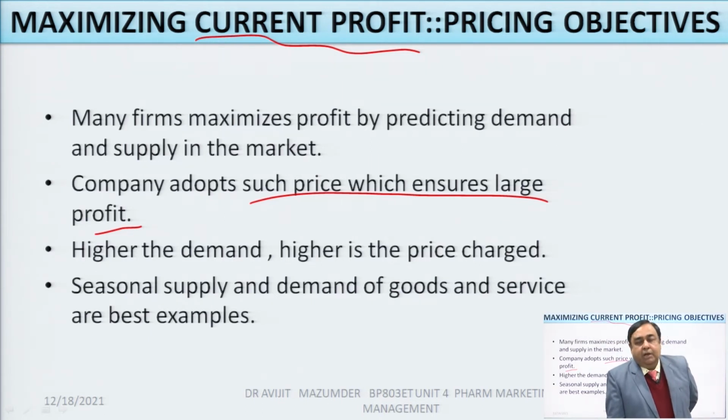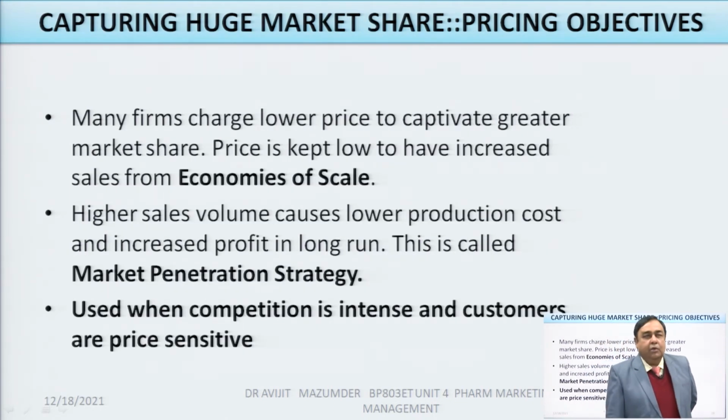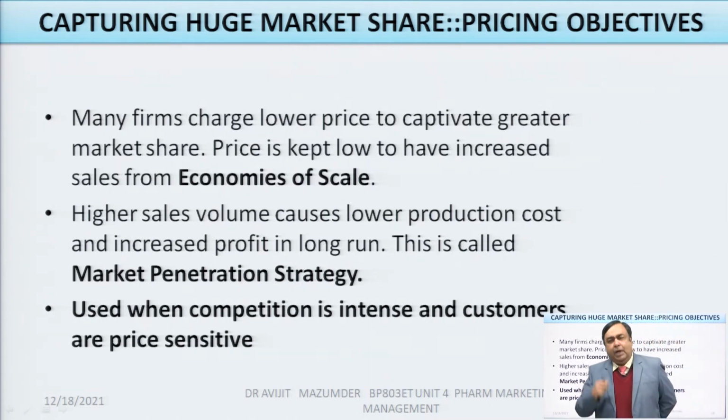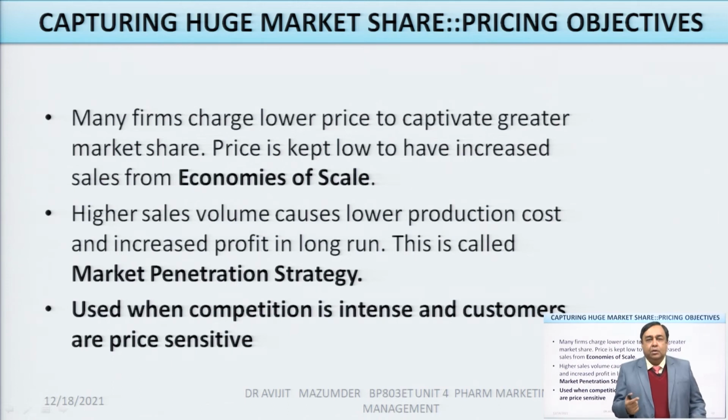So, in general, higher is the demand, higher is the price charged. The third one, capturing huge market share. This was the third objective of pricing. Many firms charge lower price just to captivate the greater market share. The price is intentionally kept low initially just to have an increased sales volume. When the price is low, more and more customers will purchase your product, accordingly the sales volume will be more. This is what we are calling as economies of scale.